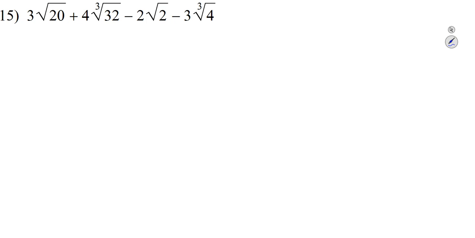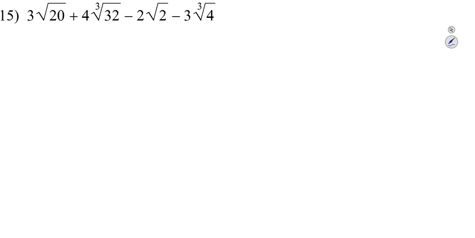When we have roots that are being added to one another, they have to have the same index and the same radicand, the same thing underneath the root symbol, in order for us to combine them. Much like when you have x squared and x squared, you can add and subtract those, but an x and an x squared, you can't. That's what we're looking for here. We're trying to simplify these as much as possible to see if there's anything that we can combine.